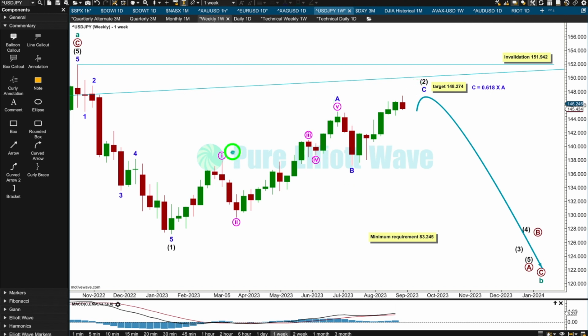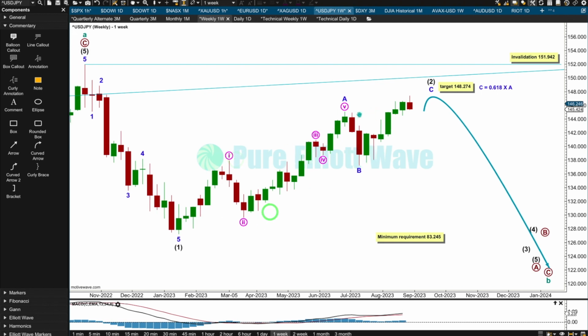Now you can't label this 1, 2, 3, 4, 5 because 137.248 is below 137.909, and you can't have 4 overlapping wave 1. So that gives us a little indication that this upward movement is most likely a corrective structure and not an impulse 1, 2, 3, 4, 5 unfolding higher. I have a short-term target for intermediate 2 to end where minor C would reach the 0.618 extension of minor A at 148.274, but it is also possible it could be over here.